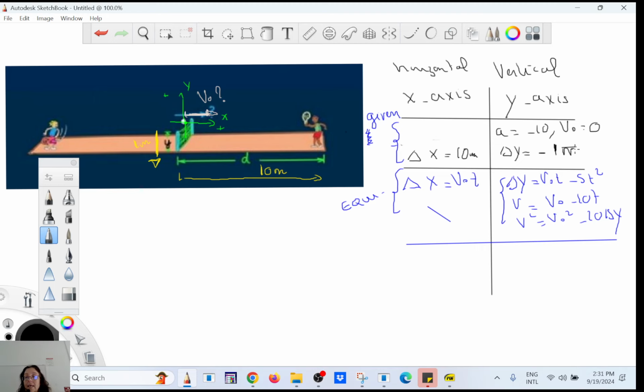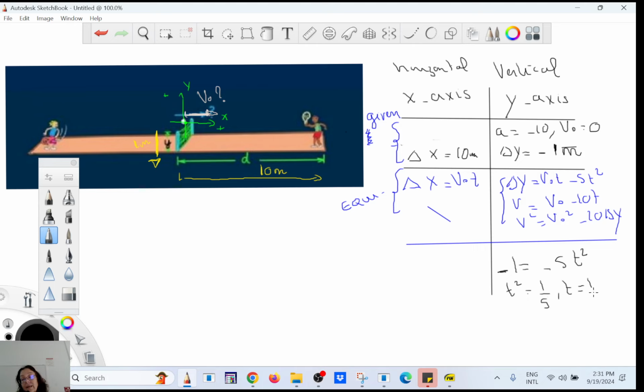So you want to find the initial velocity. Look at the equation. Delta x you have. Do you have the time? No. So the only way is to go to the other side and ask for the time. I have 1, 2, 3, so I should be able to solve it. Which equation do you want to use? The first one. So minus 1 equals 0 minus 5t squared, and you can solve for the time.